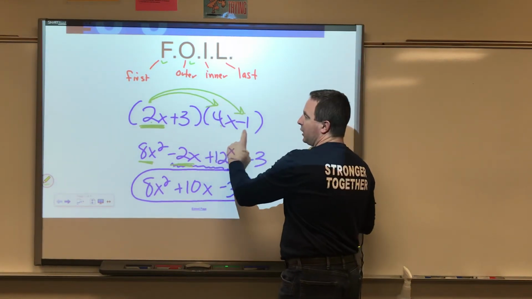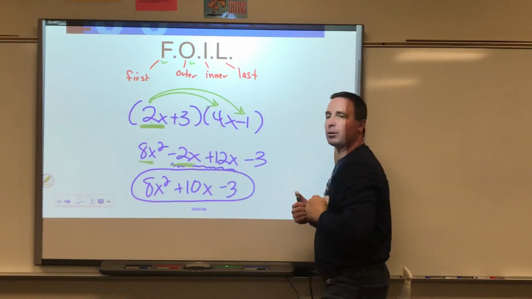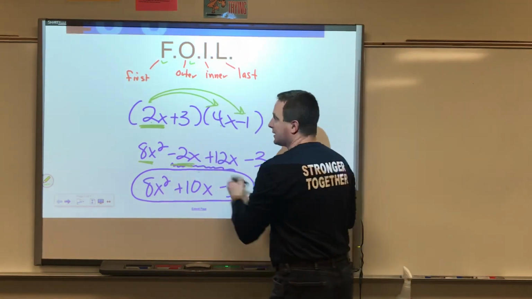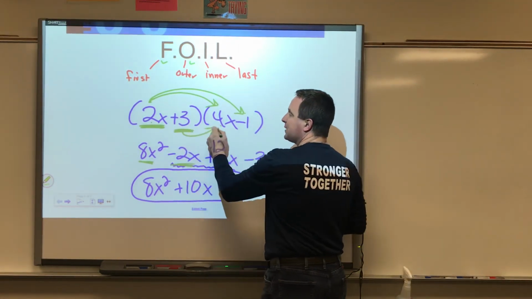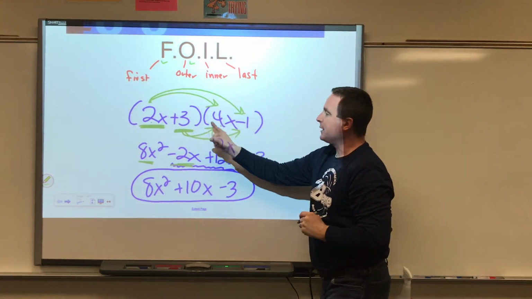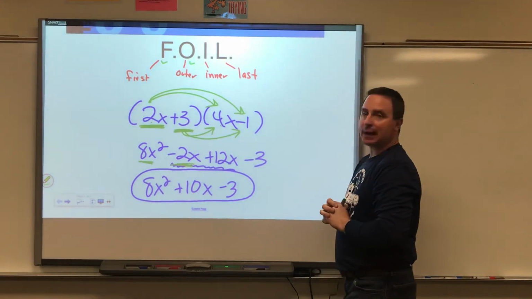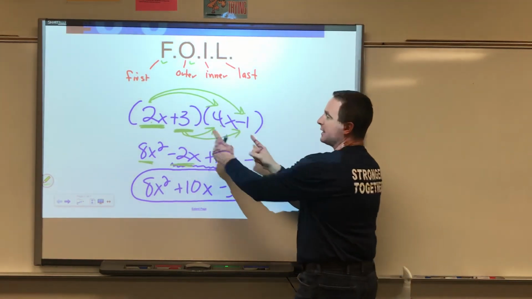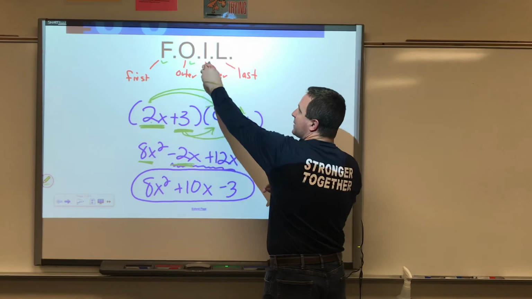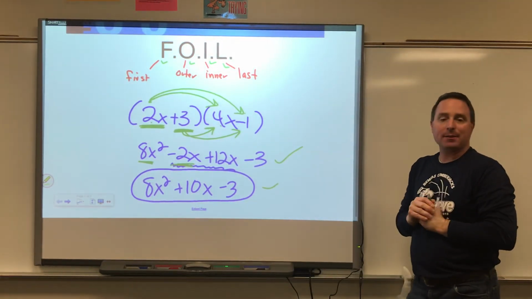Then I look, are there any more things in the second set of parentheses that the 2 can multiply? Nope, we're out. So then I go to the 3, and I distribute it through to the second set of parentheses. 3 times 4 is my 12, and 3 times negative 1 is negative 3. What I just did there is my inner terms and my last terms. And I get the exact same answer.